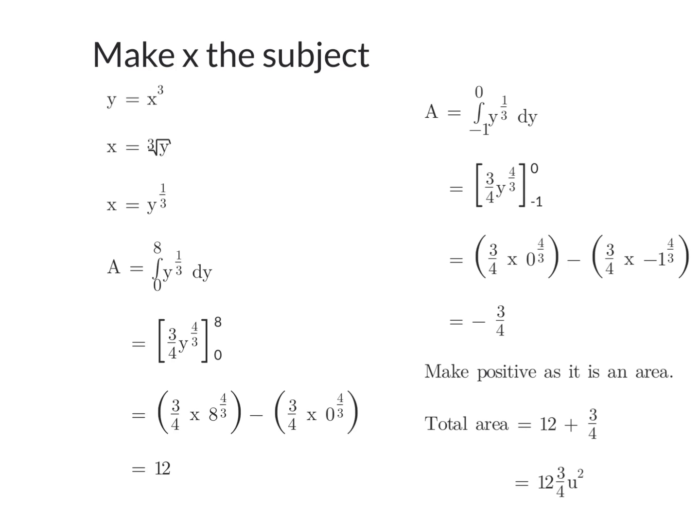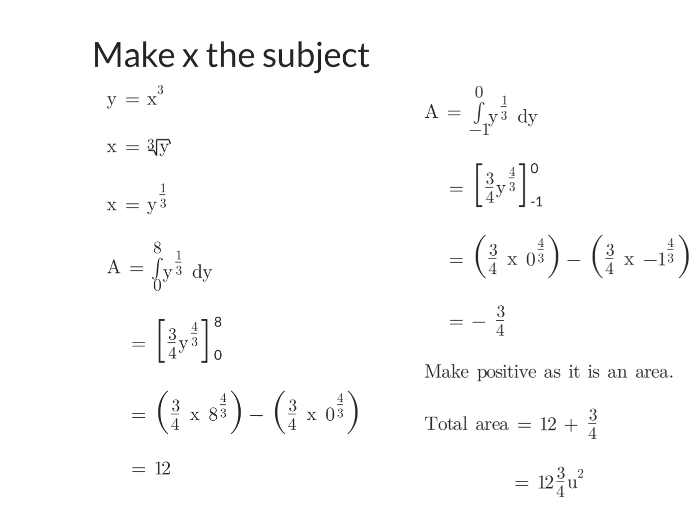So make x the subject. So if y equals x cubed, then x equals the cube root of y, or y to the power of a third. So integrate it first between 0 and 8. Raise your power, divide by the new power. Now remember, that'll be 1 over 4 thirds, which when you reciprocate that becomes 3/4. Substitute 8 in minus a substitution of 0, and if you use your calculator, you get 12.